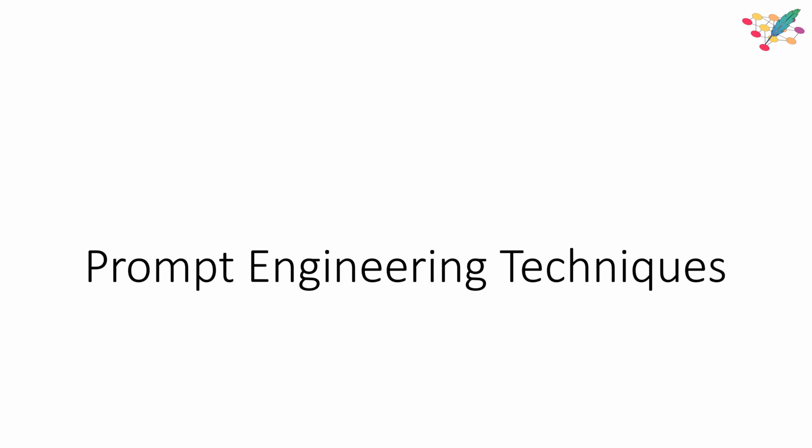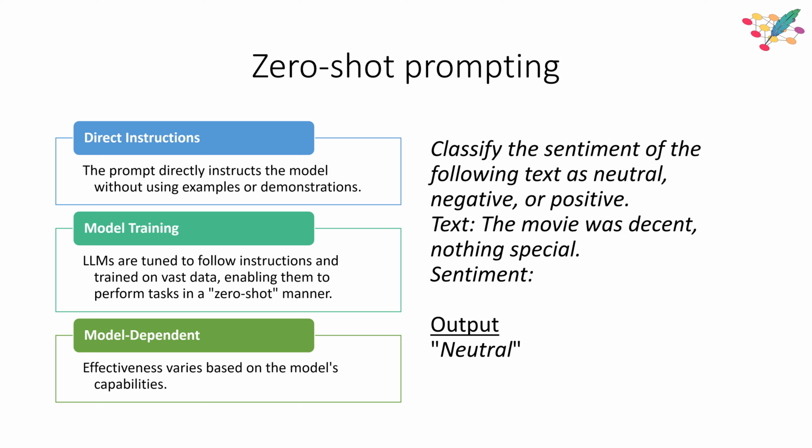AI researchers have developed various prompt engineering techniques designed to help you create more effective prompts, ensuring better and more accurate results from AI models. Zero-shot prompting involves giving the model direct instructions without any examples or demonstrations. Large language models are trained on vast amounts of data and fine-tuned to follow instructions, allowing them to handle tasks in a zero-shot manner. However, the effectiveness of zero-shot prompting can vary depending on the model's capabilities.